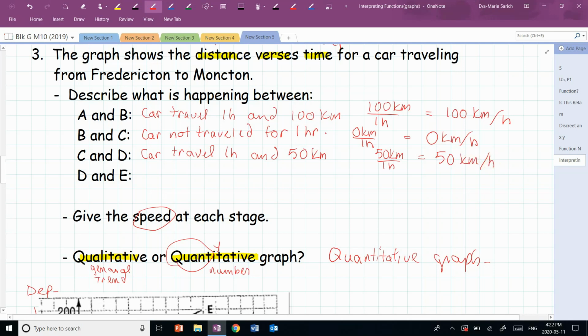So the first hour was probably on a freeway, somewhere where they can go pretty fast. Then it seems to me that they've stopped for a little bit to shop or maybe for lunch, and then they're traveling again for 1 hour, but at a much slower pace. So maybe they're now on a secondary road or country road where they can't be traveling as fast.